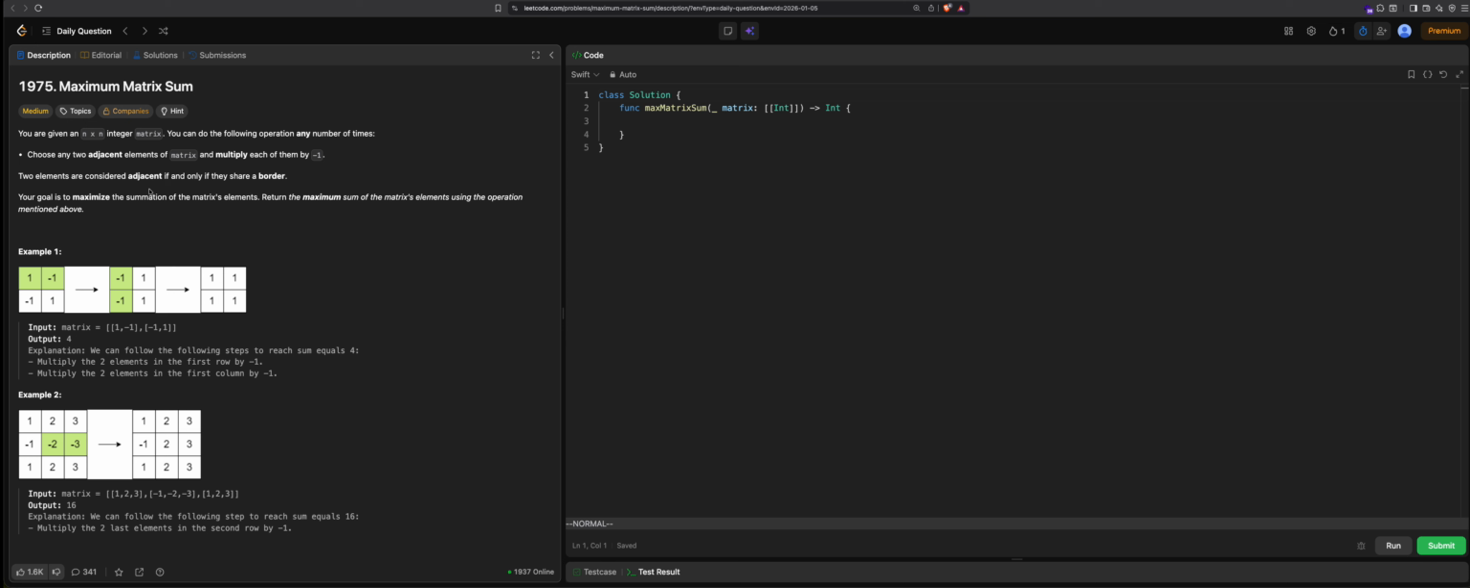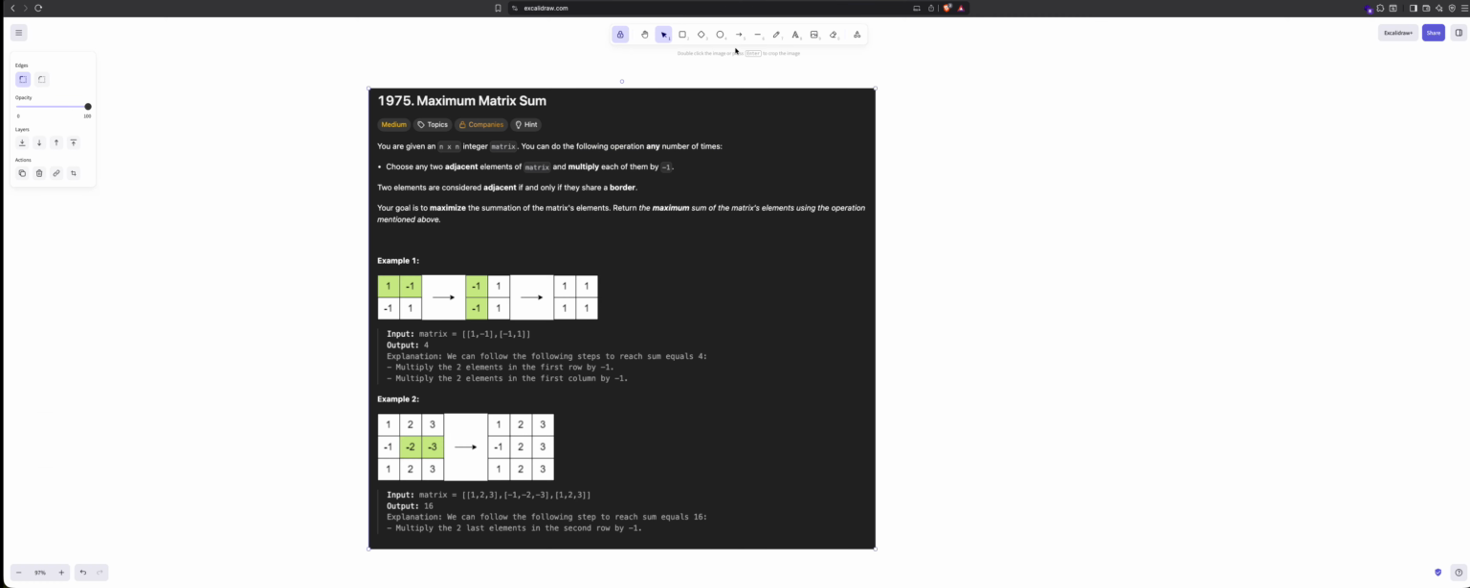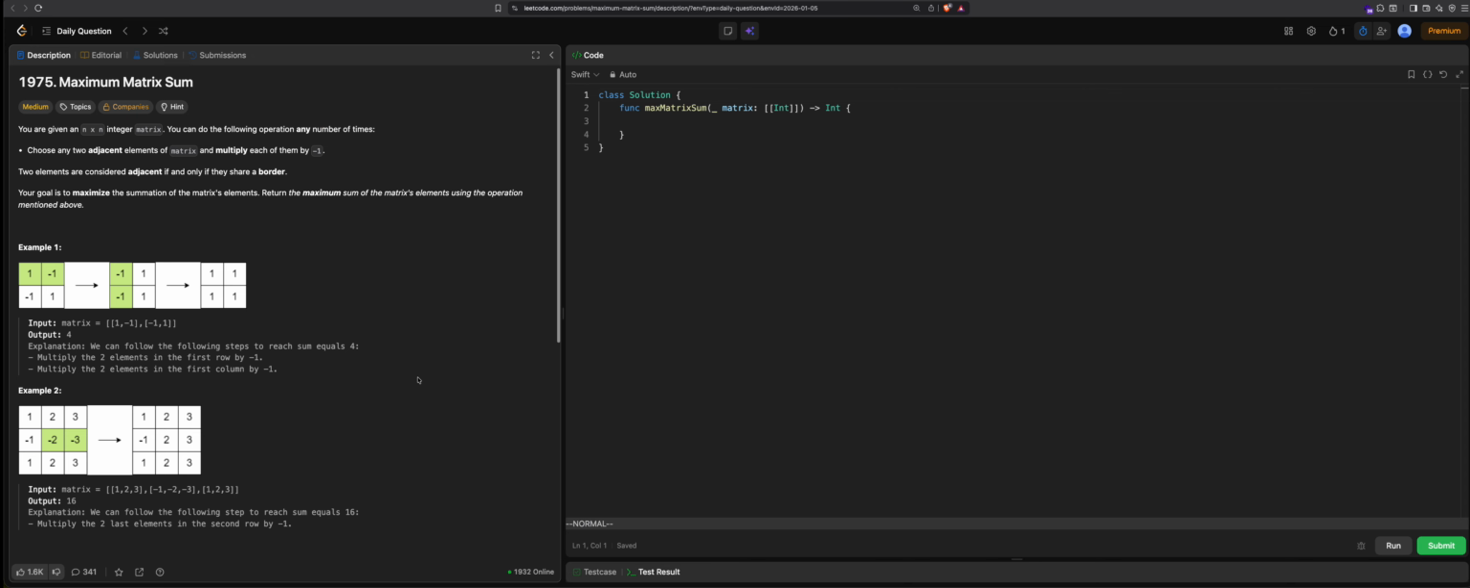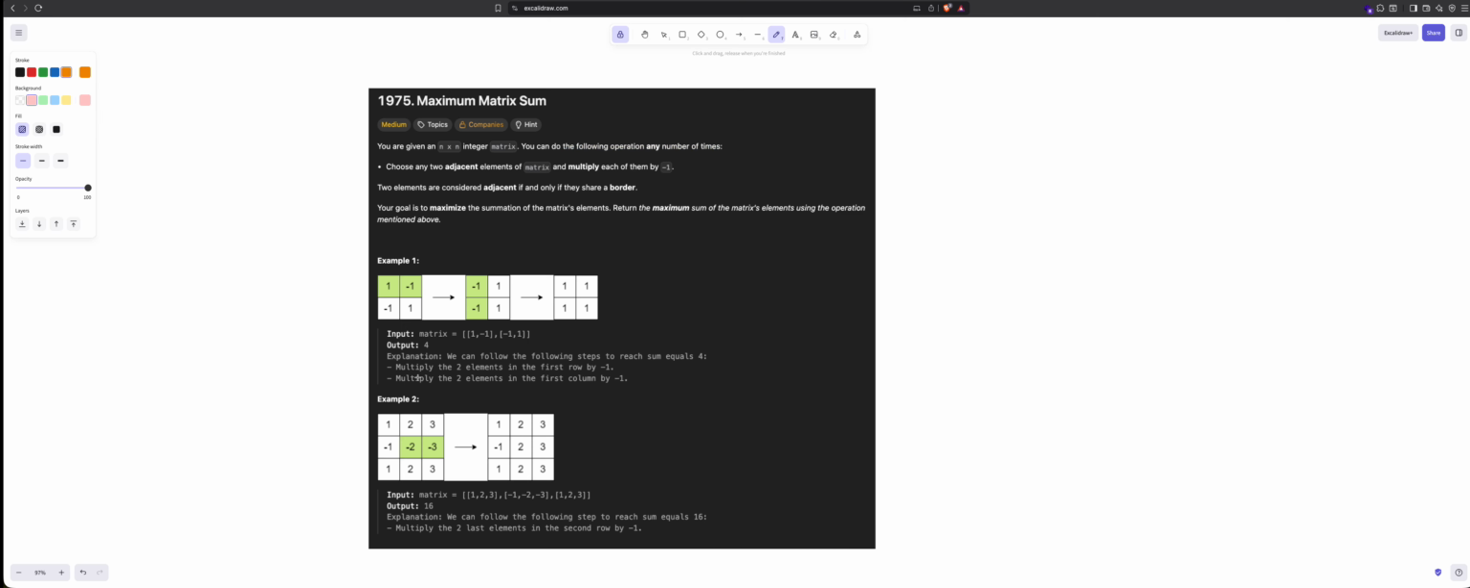Two elements are considered adjacent if and only if they share a border. Our goal is to maximize the summation of the matrix elements. Return the maximum sum of the matrix elements using the operation mentioned above. To understand the problem, how about we go through the examples one by one? They provide two examples.